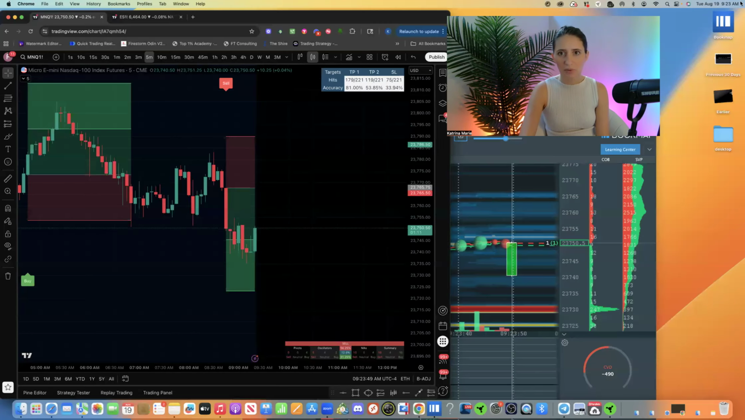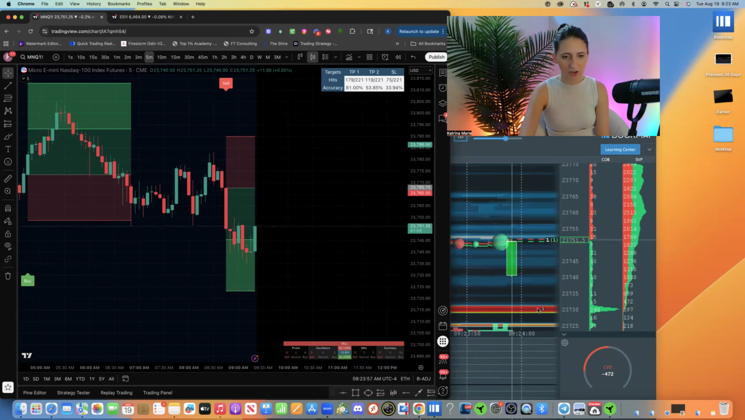So we're doing a push up, obviously, before market opens, like we usually do. But I'm expecting this area to get filled down here. This is a pretty hot zone.